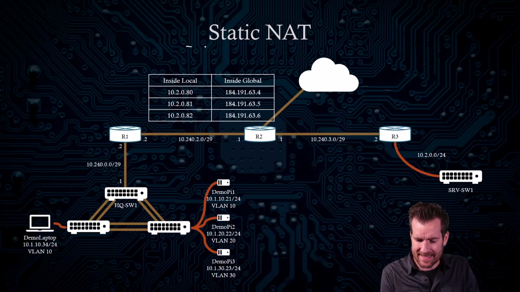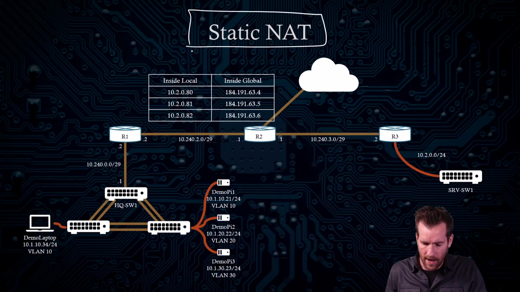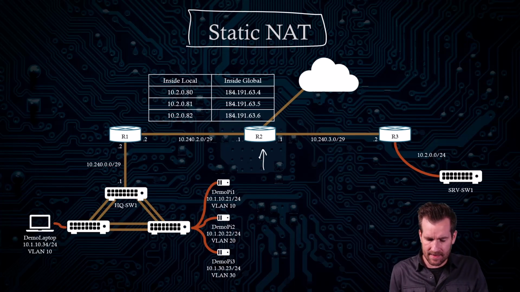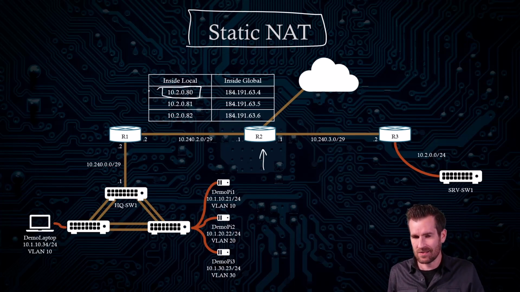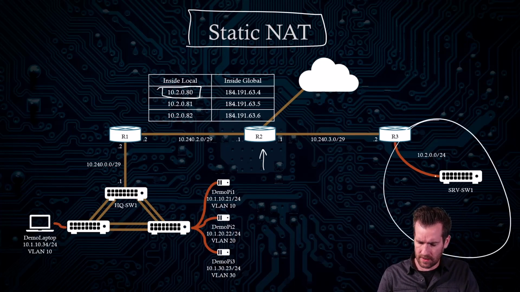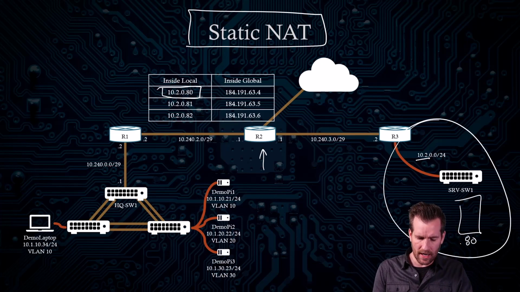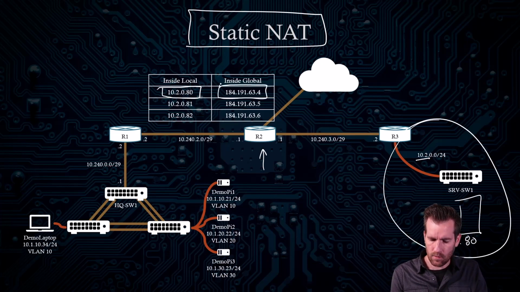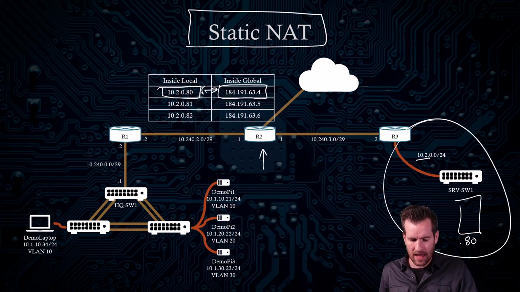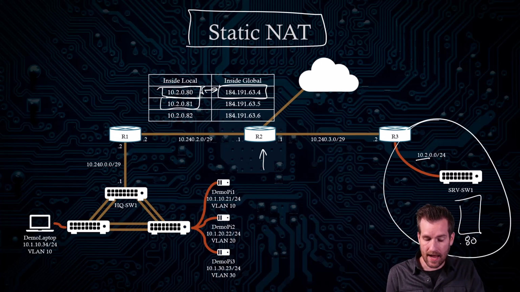Here's an example of static NAT. Within our router 2, we've already defined that 10.2.0.80, and this is just representative, this is our server network over here in the 10.2 range, and maybe there's a web server over here and its address is .80. So what we're doing is translating 184.191.63.4 back and forth to this 10.2.0.80. And 10.2.0.81 is directly translated to 184.191.63.5. So these translations are set up directly on router 2.